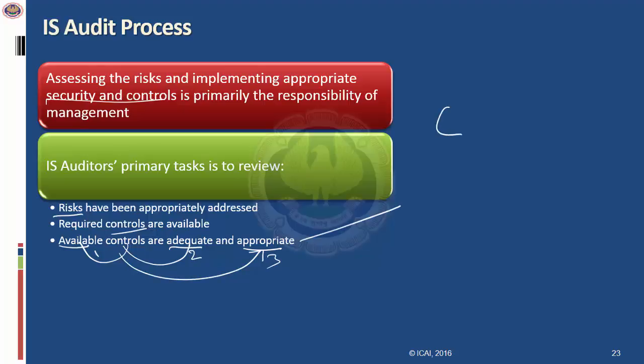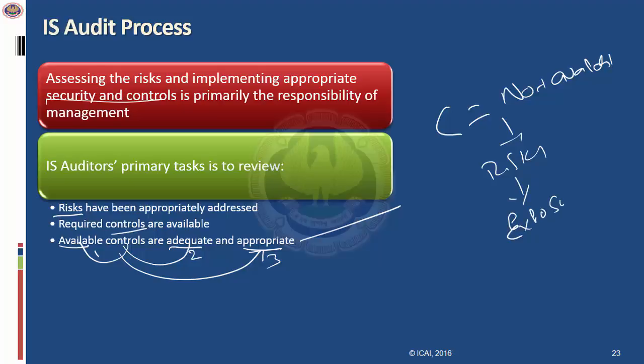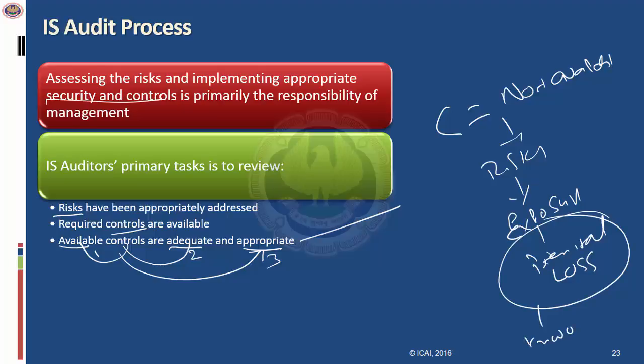Now let's say controls are not available. If the controls are not available, what is the impact? Which means the risks are not mitigated. What will happen on account of this? If the risks are not mitigated, there is an exposure. What is an exposure? There is a potential loss. Which means this potential loss has been knowingly accepted by the management. Now, depending on the cost benefit analysis, they need to decide whether it is acceptable.